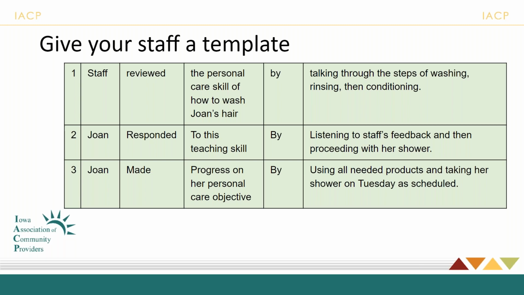This just gives your staff a visual pattern of how to actually write this. They know what they did, but if my educational background didn't teach me clinical skills, and most of our DSPs do not have that clinical background, this gives them the template on how to do that.